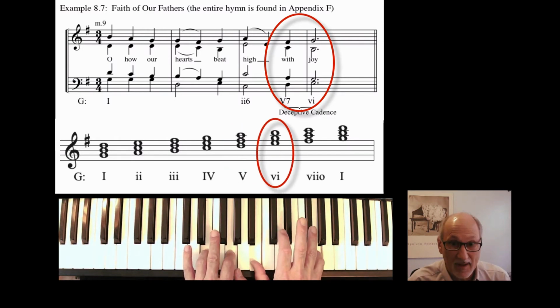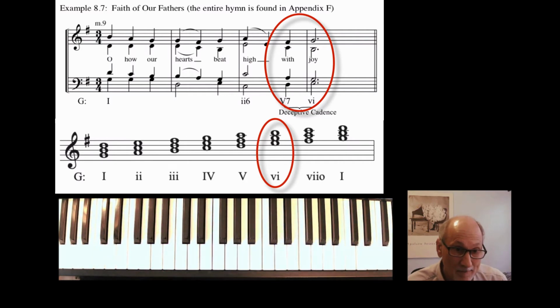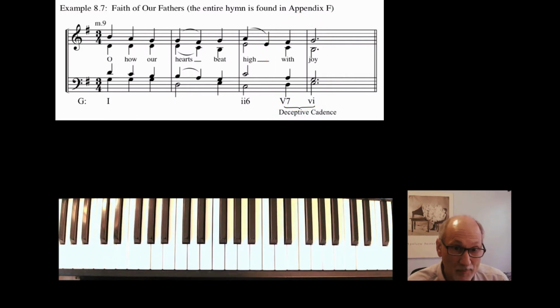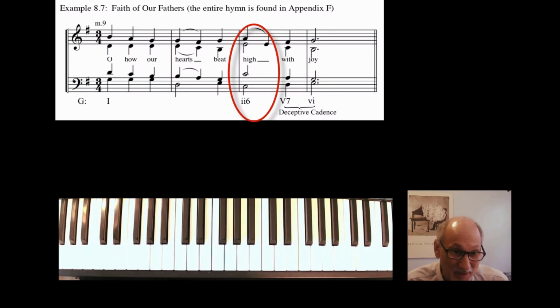There's the sound of 5 going to 6. Now, measure 3 of this example presents a few concepts that we really haven't learned yet. The 2 chord here is inverted. It's in first inversion. The 3rd is in the bass. And we'll get to that. We'll get to learning how to write that as well.